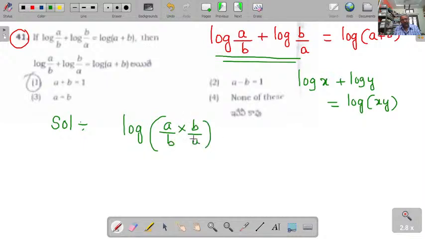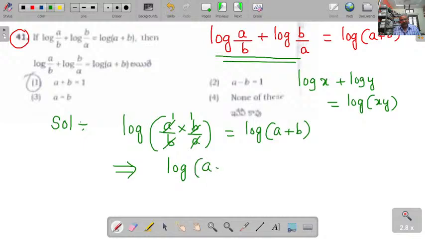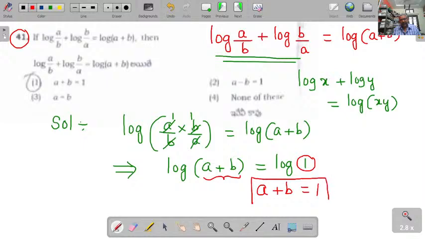A by B is the reciprocal of B by A. B by A is the reciprocal of A by B. This is equal to log of A plus B. So very simple. Now here A will cancel, B will cancel out. We have log of A plus B is equal to log 1. So now here, my dear students, this A plus B is obviously equal to 1. So A plus B equals 1. This problem comes under communication. So that means we have written the value in terms of A, B. It's clear now?